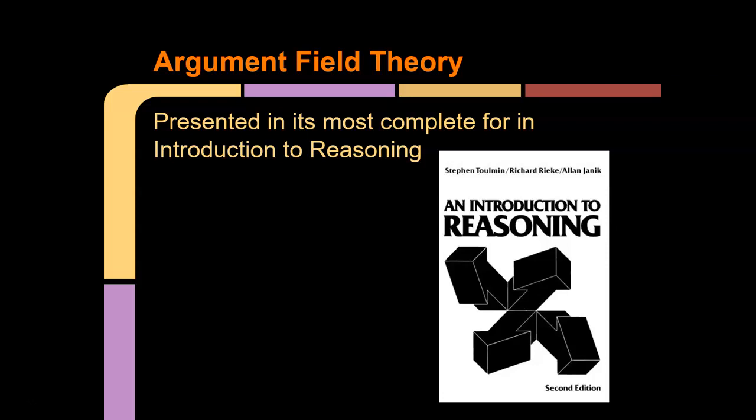All right. So he presented his most complete version in this book, Introduction to Reasoning. And by the way, the 2 other authors on that book, Richard Ricci and Alan Janik, were not philosophers like Stephen Toulmin. They were communication professors at the University of Utah. They taught debate and argumentation. This book was sold in 2 editions. It was not a good seller because of its unique and different approach, but he did put it into an undergraduate text. So let's go ahead and learn what the fields are.